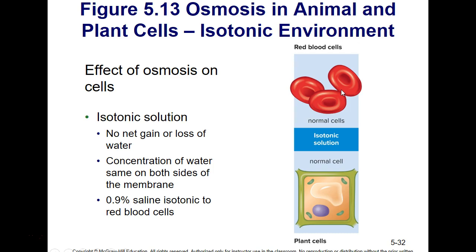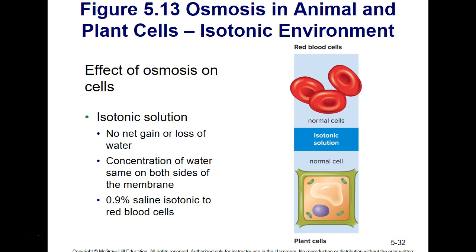Osmosis in animal and plant cells, isotonic environment. Isotonic, hypertonic, and hypotonic. Those are all forms of osmosis. Now, I'm going to go back to osmosis because I want to give you an example of osmosis. Let's look at some examples in us of osmosis.